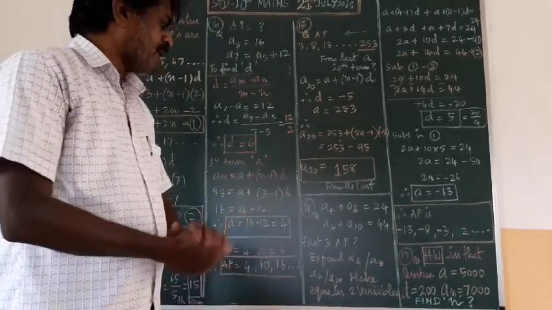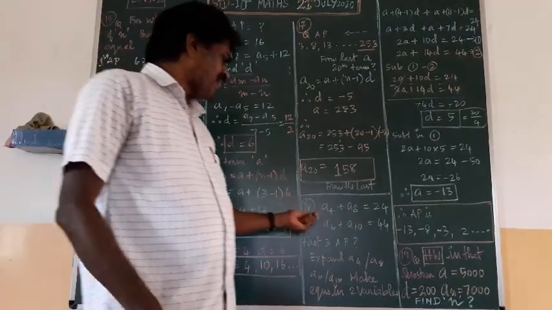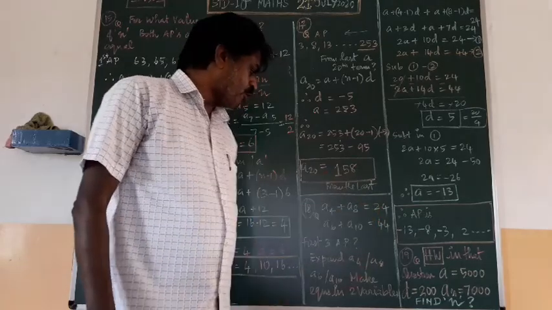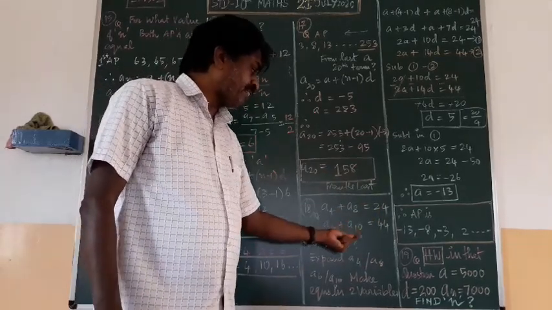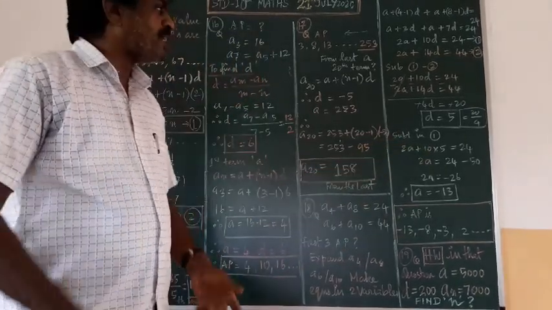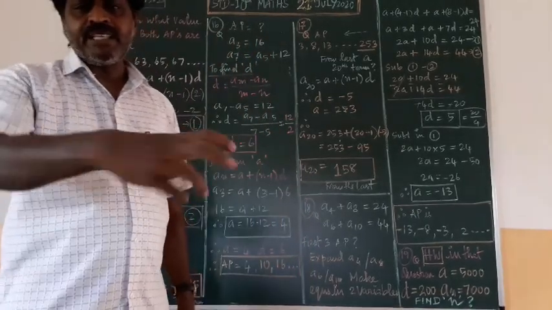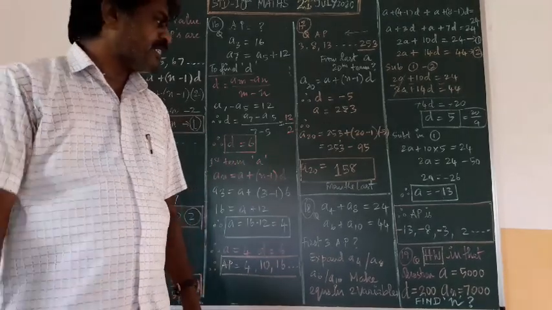Okay. Then the 18th problem. What have they given? The 4th term plus the 8th term equals 24. The 6th term plus the 10th term equals 44. What are a and d? And write the arithmetic progression. The arithmetic progression they are asking.